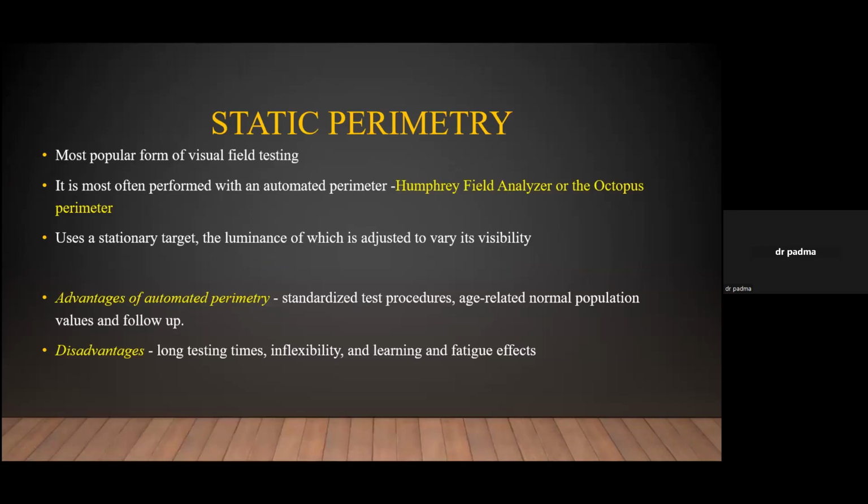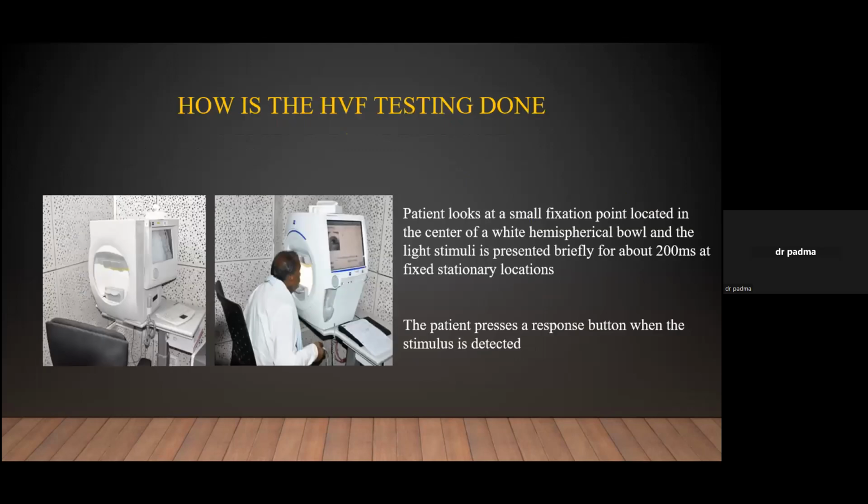The most popular form of visual field testing is static perimetry, most often performed with an automated perimeter like the Humphrey Visual Field Analyzer or the Octopus perimeter. The advantages include its standardized testing procedure, age-matched normative values, and usefulness for follow-up and comparisons. So how is the testing done? This is a Humphrey Visual Field Analyzer, and the patient looks at a small fixation point in the center of the white hemispheric bowl, and a light stimulus is presented briefly for about 200 milliseconds at a fixed stationary location, and the patient presses the response button when the stimulus is detected.